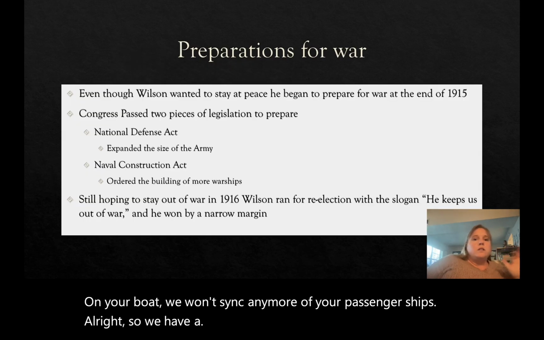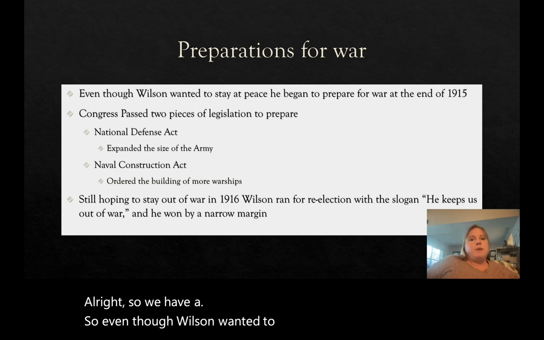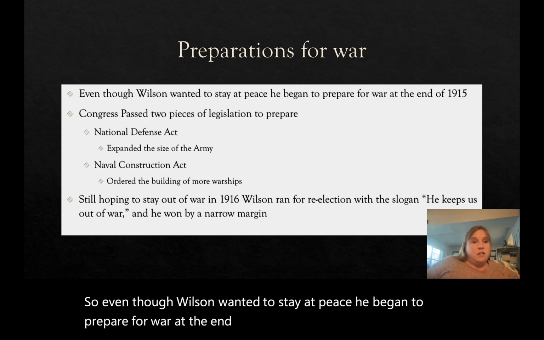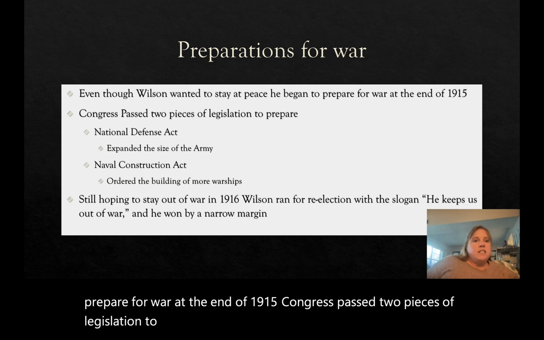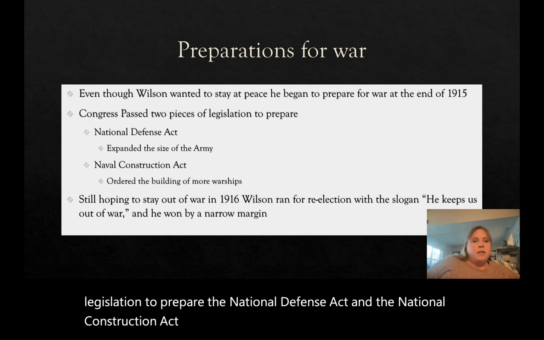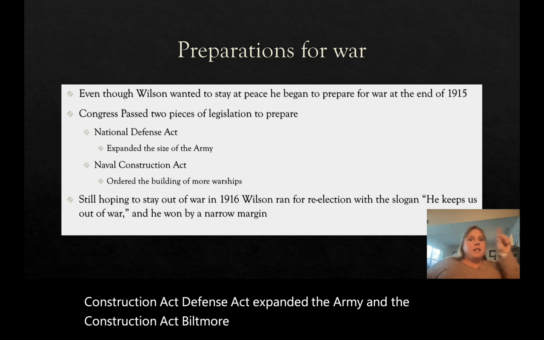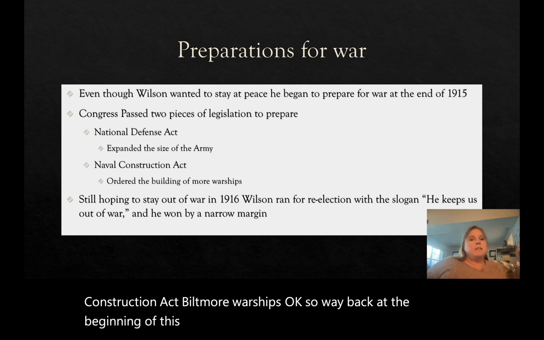So even though Wilson wanted to stay at peace, he began to prepare for war at the end of 1915. Congress passed two pieces of legislation to prepare: the National Defense Act and the National Construction Act. The Defense Act expanded the Army, and the Construction Act built more warships. Okay, so way back at the beginning of this, we looked at troops and warships. This is where we start growing that, okay?